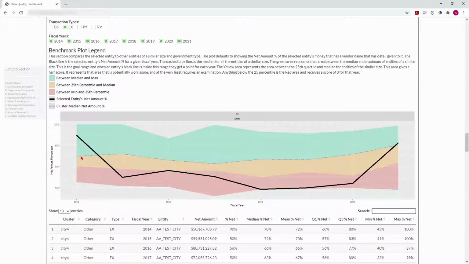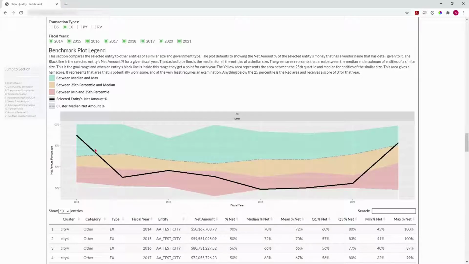The median is this dotted line right here. The green is everything above the median to the max. The yellow band represents the 25th percentile to the median, and the red represents the minimum to the 25th percentile. Everything in the green will earn a score of 1, everything in the yellow will earn a score of 0.5, and everything in the red will earn a score of 0.